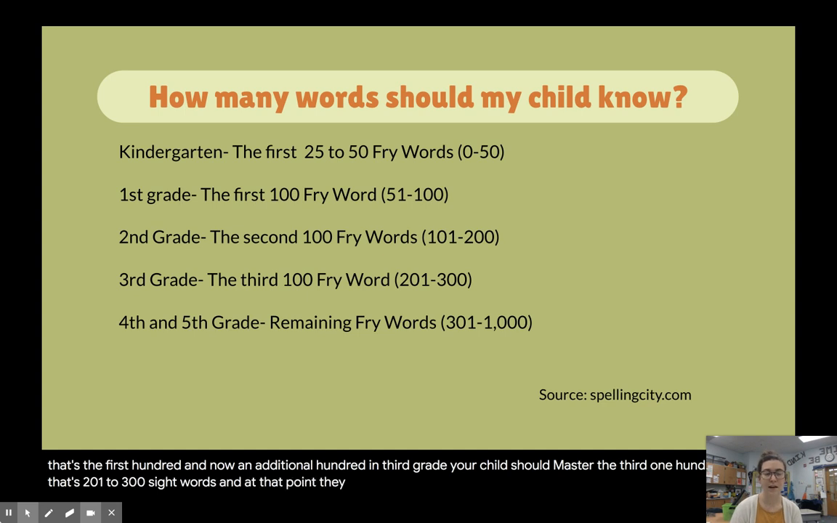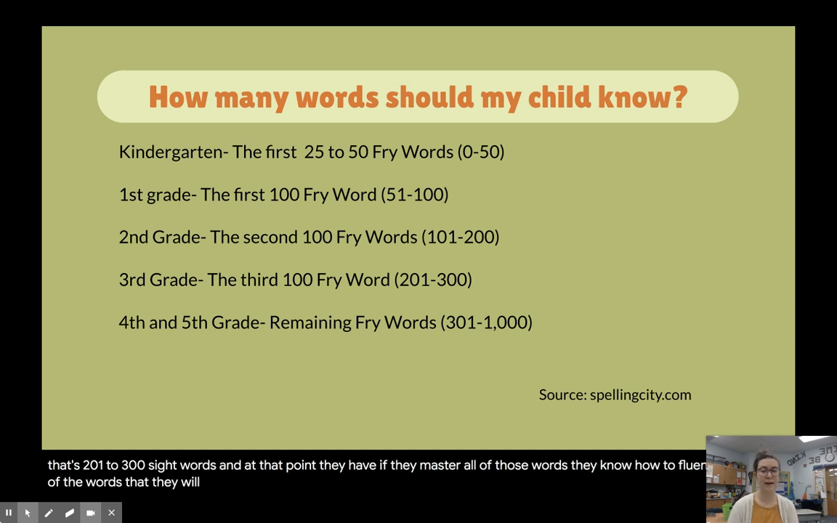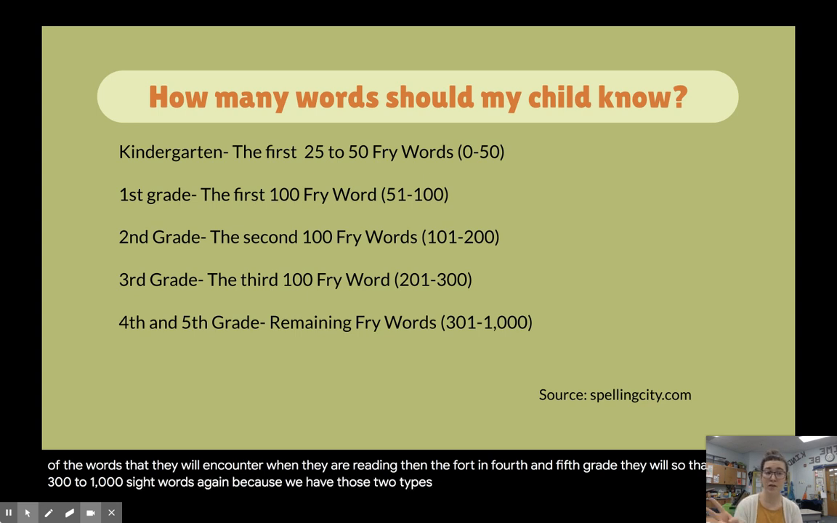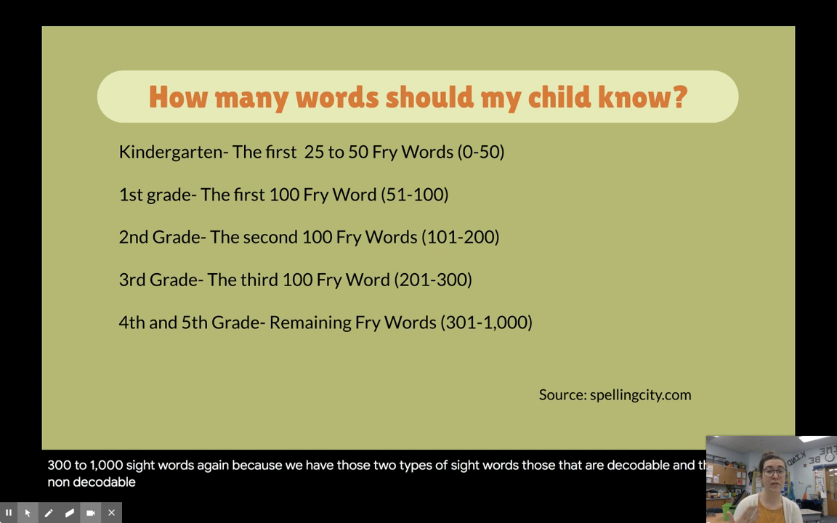And at that point, if they master all of those words, they know how to fluently read 65% of the words that they will encounter when they are reading. Then in fourth and fifth grade, they will master the remaining Fry words. So that goes from 300 to 1,000 sight words. Again, because we have those two types of sight words, those that are decodable and those that are non-decodable, many of these words become decodable the more your child has an understanding of phonics and spelling patterns that occur when they are reading.